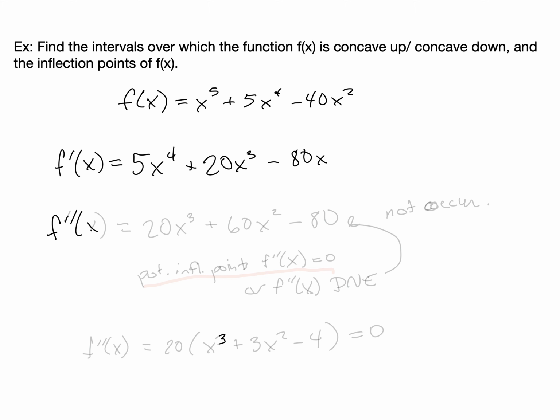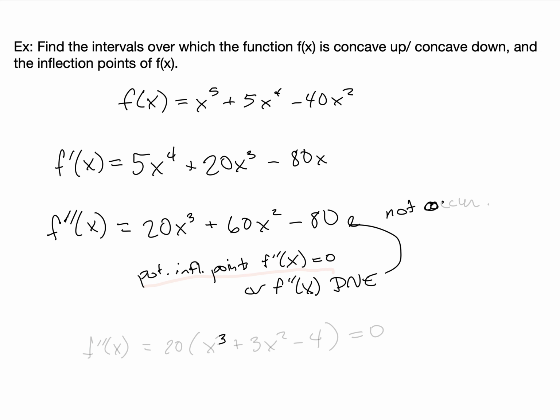Then the second derivative is the derivative of the first derivative, so that is 20x cubed plus the derivative of 20x cubed, which is 60x squared, minus 80. And we know that potential inflection points occur where f double prime of x, the second derivative, equals 0, or f double prime of x does not exist. That will not occur here because this is a polynomial, and so the second derivative always exists. Therefore, we're just interested in the places where the second derivative is equal to 0.